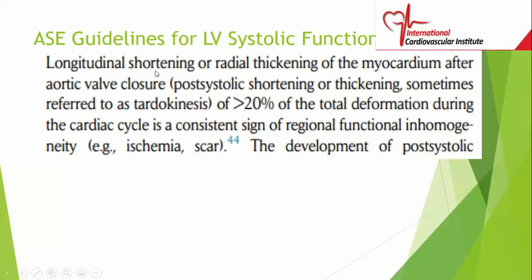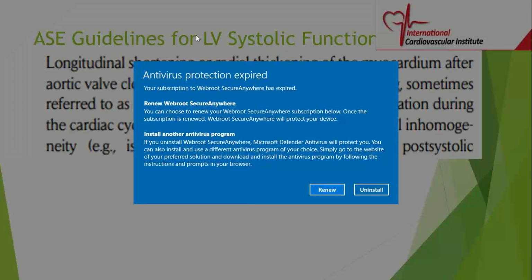And a normal strain varies from probably minus 15 to probably minus 25. You need to get that amount of percentage shortening.